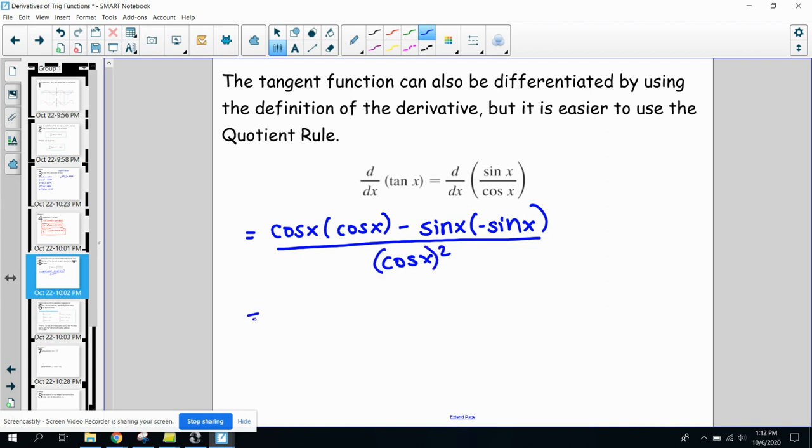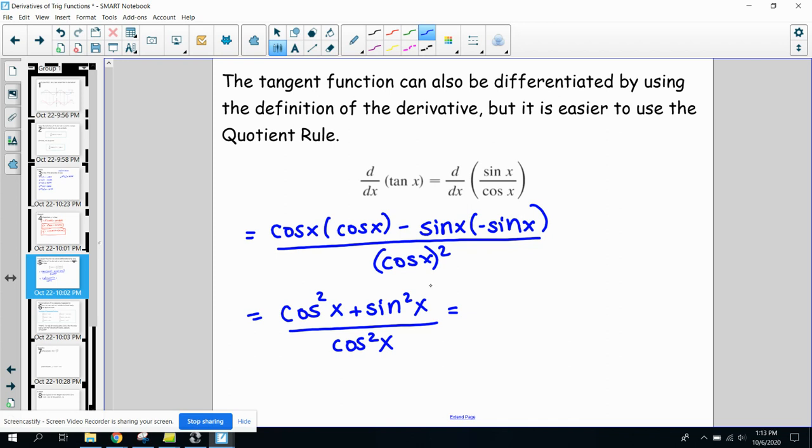Okay, so I'm going to multiply this out. Remember when I'm doing cosine x times cosine x, I could write it like I did on the bottom here with cosine x in parentheses squared, or it's the same thing as saying cos squared x. Same thing here: I have a negative sine x times a negative sine x, so that's going to give me a positive sine squared x. And then on the bottom, I'm just going to write this as cos squared x. Be careful here. You cannot cancel these out, even though there are two cosine squareds. You can't cancel them out.